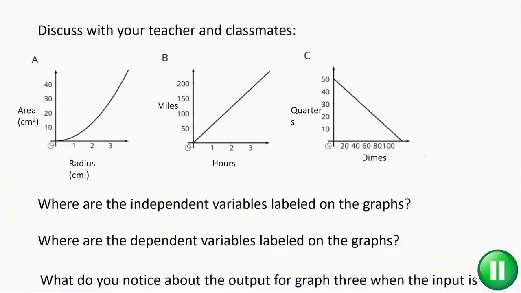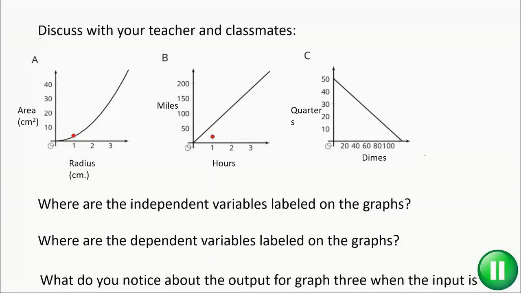All right. So right now, this is the point where you're going to have a discussion with your teacher and your classmates. And this is what you will discuss. Where are the independent variables labeled on the graph? Where are the dependent variables labeled on the graph? And what do you notice about the output for graph 3 when the input is, oh, sorry, when the input is 1? Okay. So very good. I'm going to let you go ahead and talk this out with your teacher. Resume when you are ready. Ready, set, go.